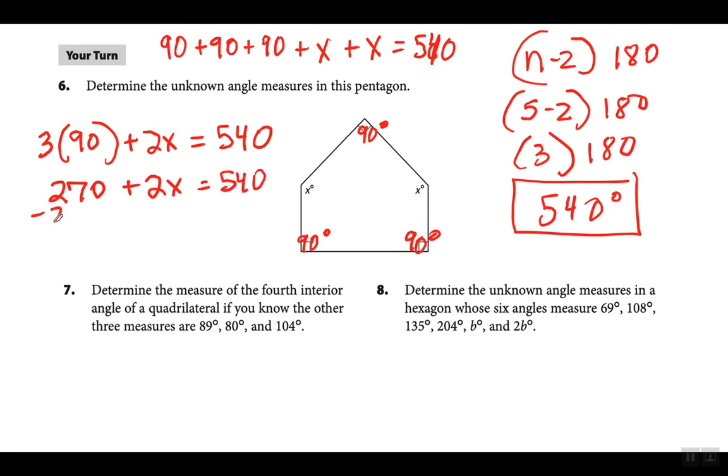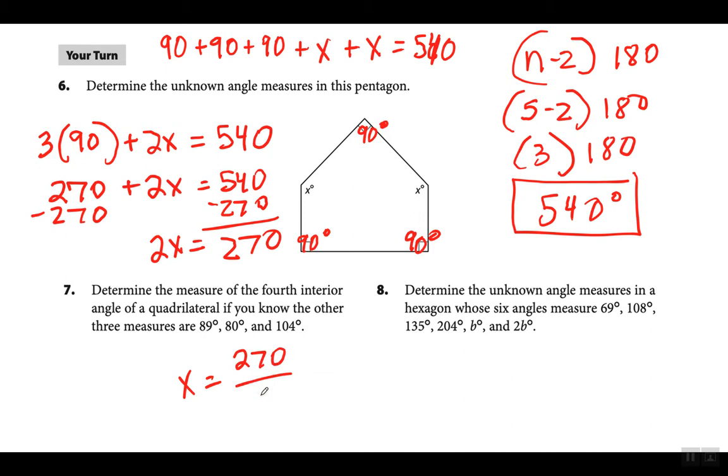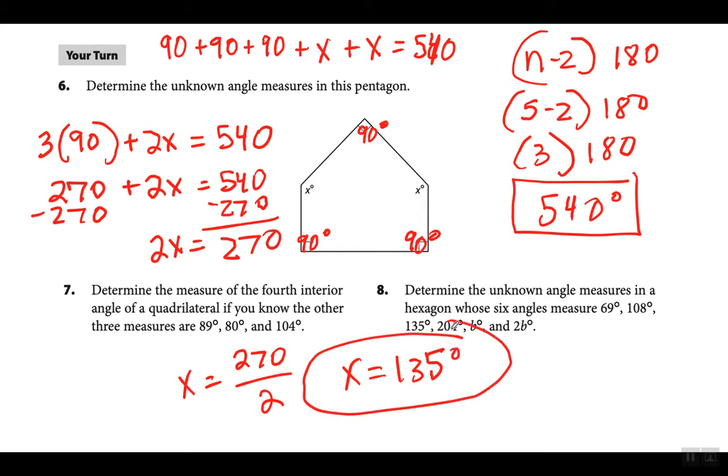Alright, now subtract 270 from both sides. And you're going to get 2x equals 270. Now divide 270 by 2 and that'll be your answer. Dividen 270 por 2 y ahí te da la respuesta. X equals 135 degrees. So that means this angle is 135 degrees and so is this one. Cada uno de estos ángulos miden 135 grados.